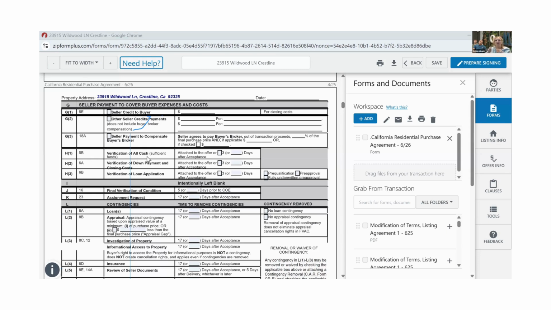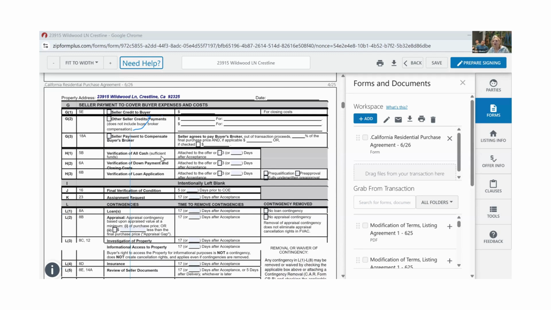Verification of all cash. Okay, so when you submit an offer, you have a certain amount of time to show the seller that your buyer qualifies to buy. So we saw on the other page, they have 3 days to submit the deposit. Here, we're running into some timelines again. So you can either include this with your offer, or you can opt to send it over within 3 days of acceptance.